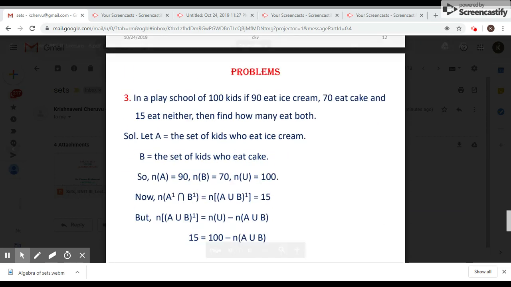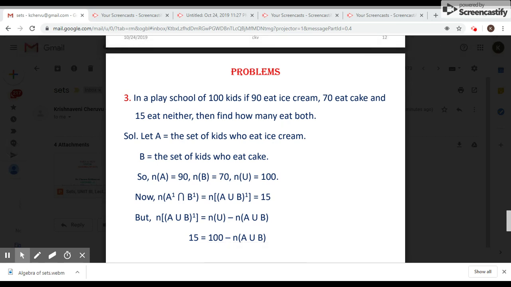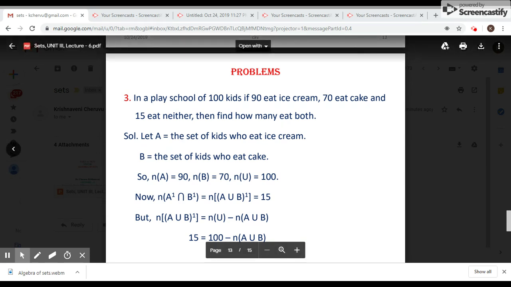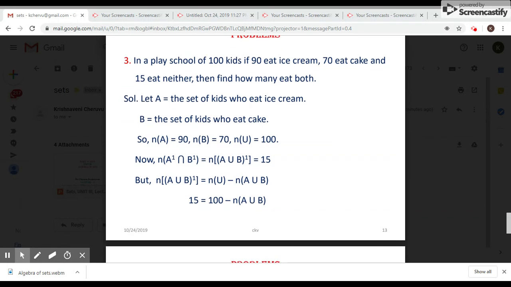Last problem. In a play school of 100 kids, if 90 of them eat ice cream, 70 eat cake, and 15 eat neither, then we need to find out how many eat both. So let us take A as the set of kids who eat ice cream, B as the set of kids who eat cake.